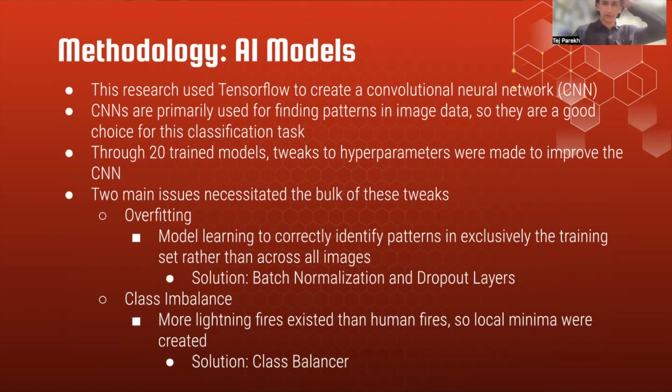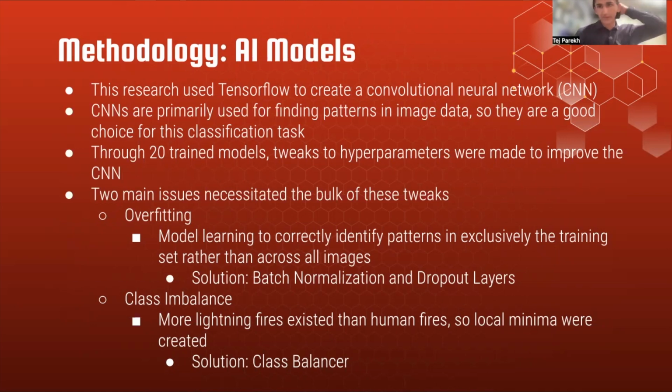So what I did with these models is I created them and then showed them about 16,000 images that were labeled. I told them, okay, this image is a human fire, or in this image, a lightning fire occurred. And over time, my models got better and better at figuring out what sorts of images are often human fires and what sorts of images are often areas where lightning fires occurred.